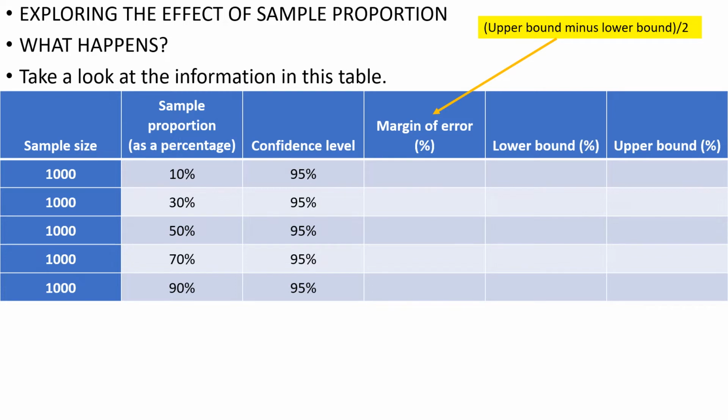Take a look at the information in this table, and please, people, I've given you a hint there in yellow. If you want to determine the margin of error, you're going to use the upper bound minus the lower bound, and you're going to divide it by 2, and then you will get your margin of error. So now that you know it, please, people, you can do it. Use your app and please complete the table.